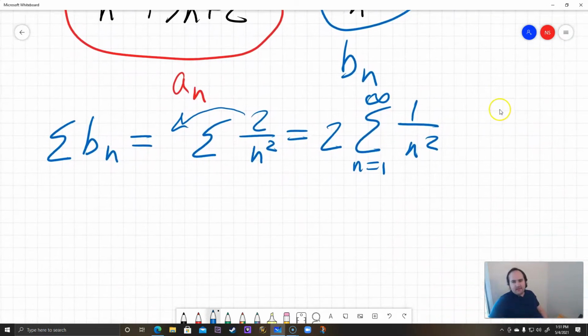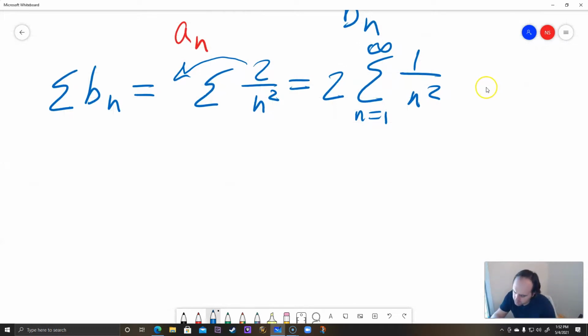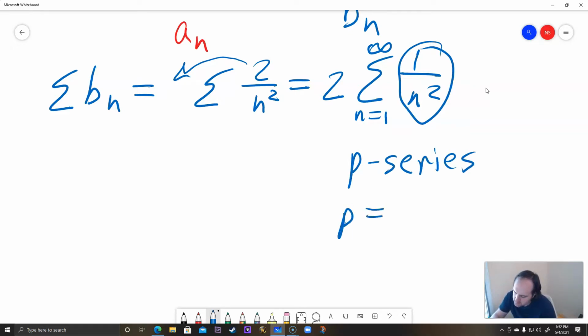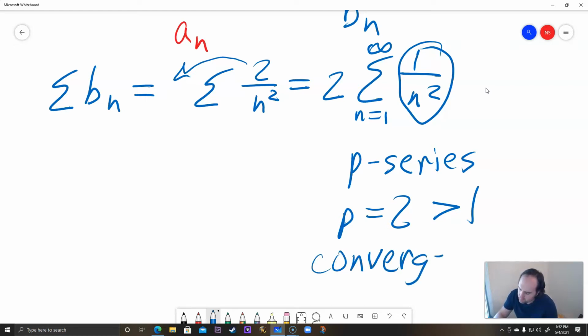And once again, that b sub n is a p-series. The exponent is 2, so p equals 2, and 2 is greater than 1, so that means it converges. And if it converges, that means it goes to a finite number, and 2 times a finite number is still a finite number. So that means 2 times a p-series, or any number times a p-series, still converges. So our sum of b sub n converges.